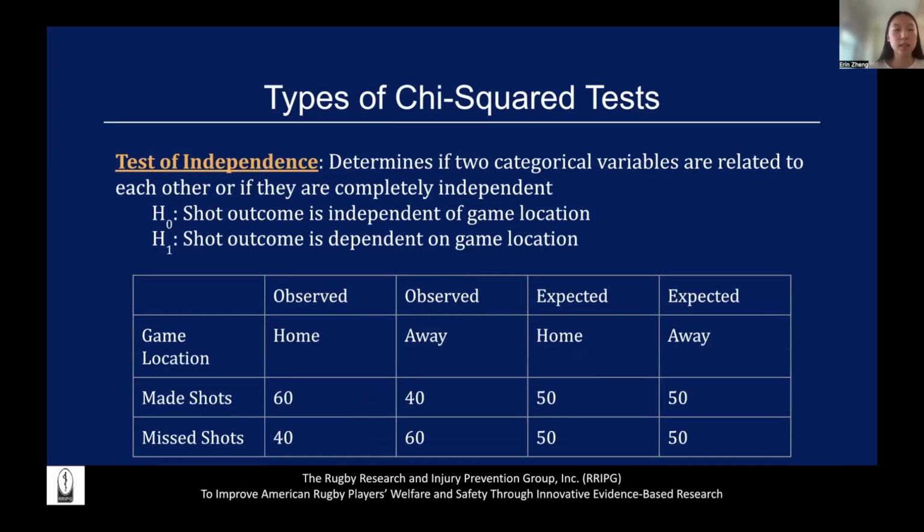And then you have the test of independence, which determines if two categorical variables are related to each other or if they're completely independent. So the null hypothesis in this example, it's also for basketball, would be that the shot outcome is independent of game location, or the alternative, that the shot outcome is dependent on game location. So very similarly, you would have observed data and expected data, and the chi-square test would tell you if the observed data was just by luck or if it's an actual pattern.